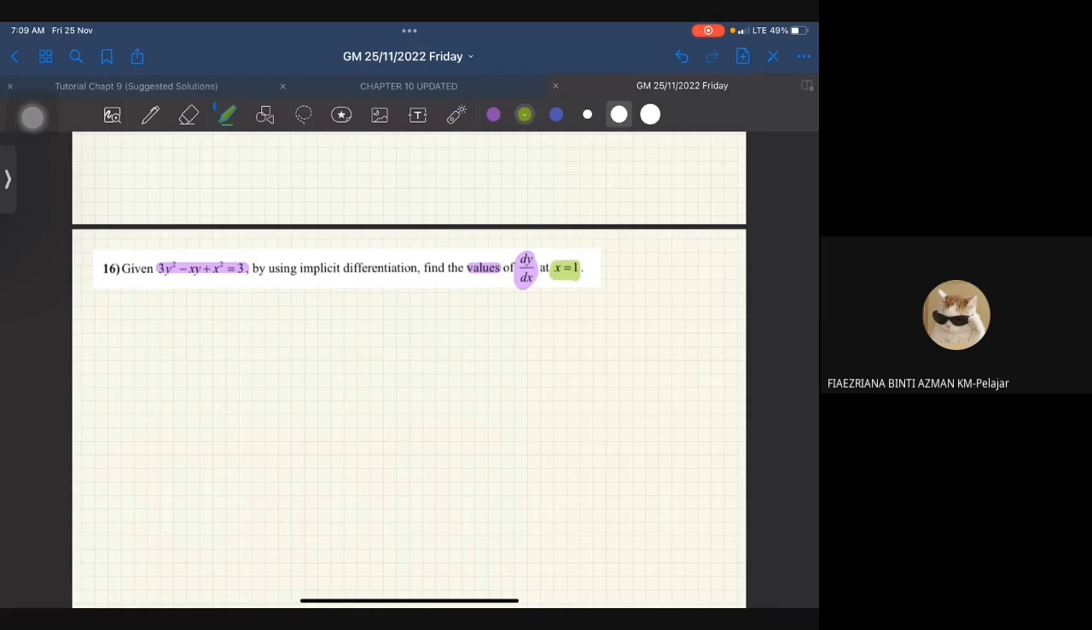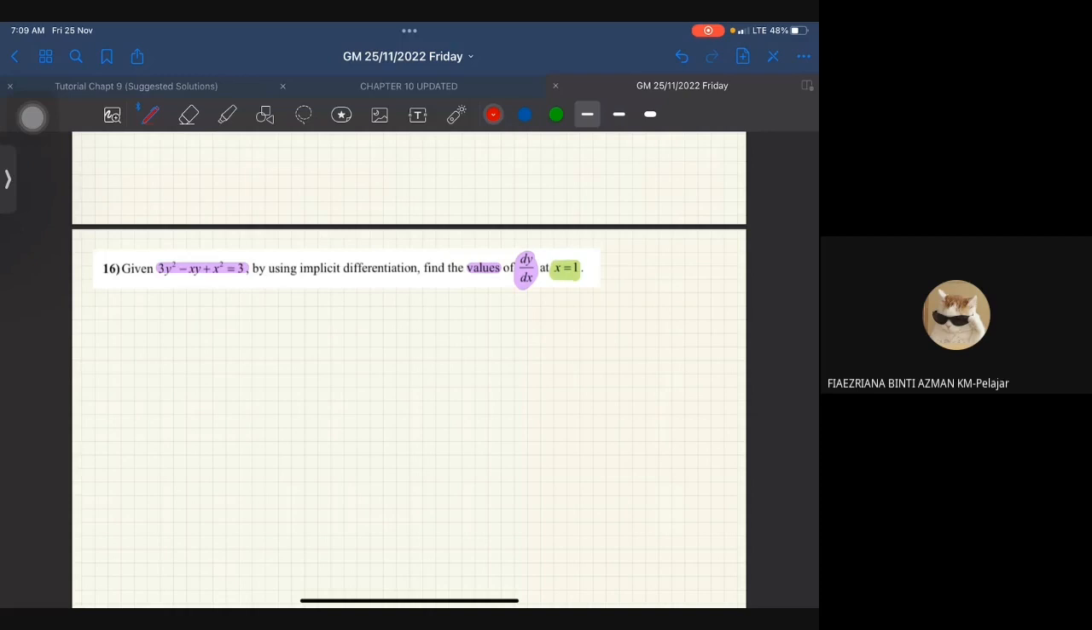Okay, sebab dia kata dekat situ values. So, kalau values dia mestilah jawapan akhir awak tu mesti dalam bentuk nilai lah in a constant punya bentuk. Bukan dalam bentuk function yang ada variable of y and also x. Okay, so jom kita try solving this question by using implicit differentiation.